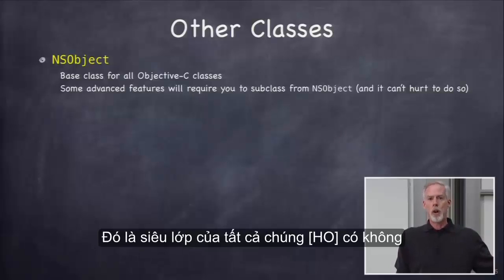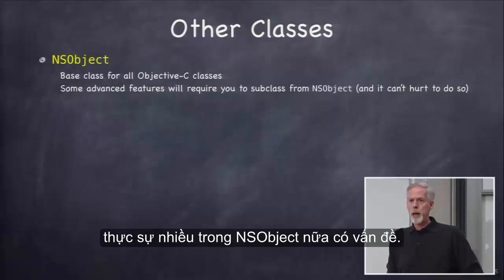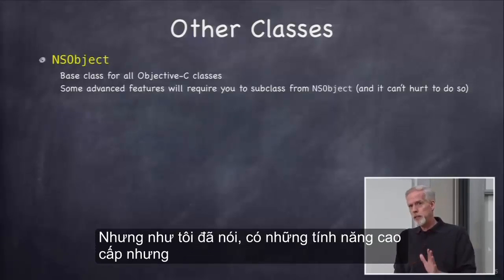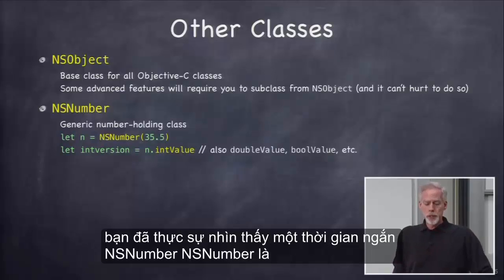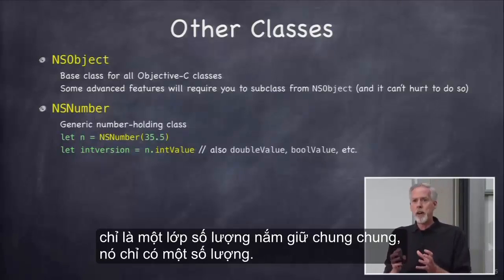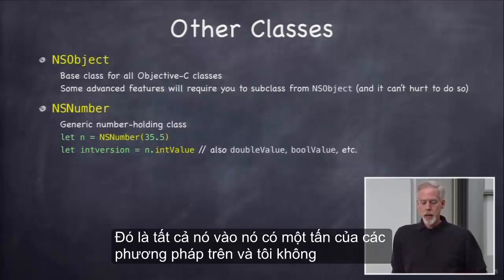It's the superclass of all of them. There's not really much in NSObject anymore that matters. But like I say, there's these advanced features. But then there's NSNumber. You've actually briefly seen NSNumber. NSNumber is just a generic number holding class. It just holds a number. That's all it does. And it has a ton of methods on it.